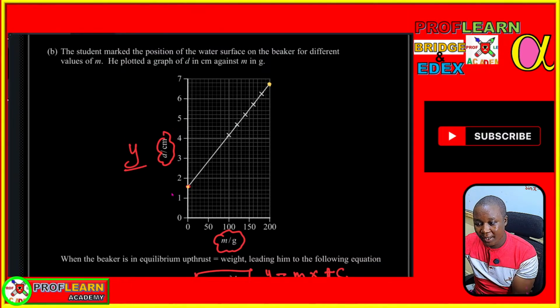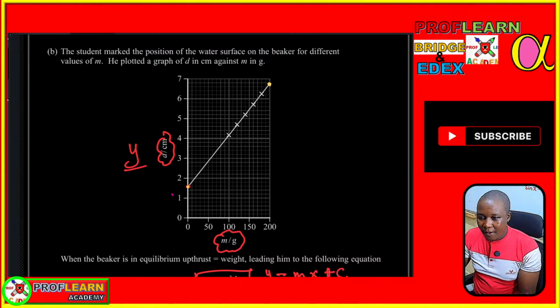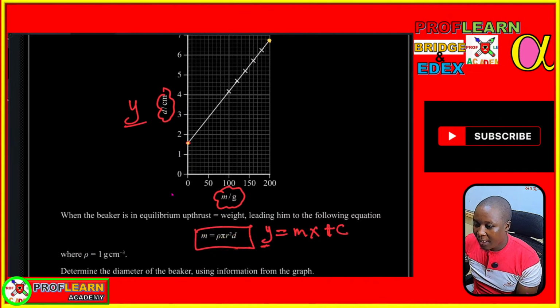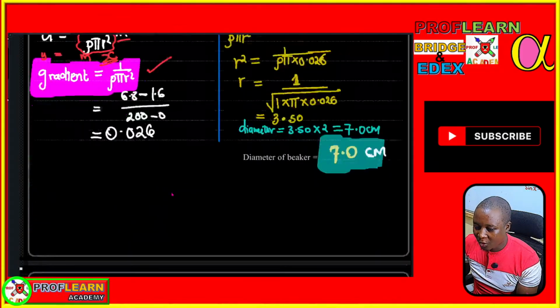So what could have been done, in order to correct this systematic error, is that the depth when the glass has no mass should be subtracted from each of the values of D, so that the graph can start from the origin, right? Or whenever the mass was being considered, they could have put into consideration the mass of the beaker also before starting to plot a graph.